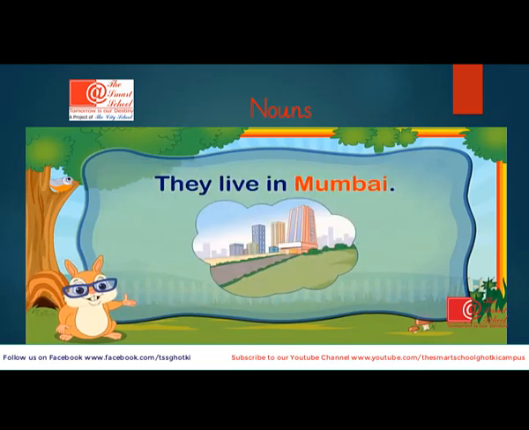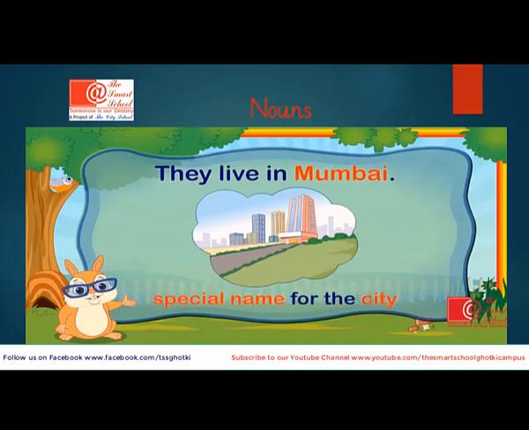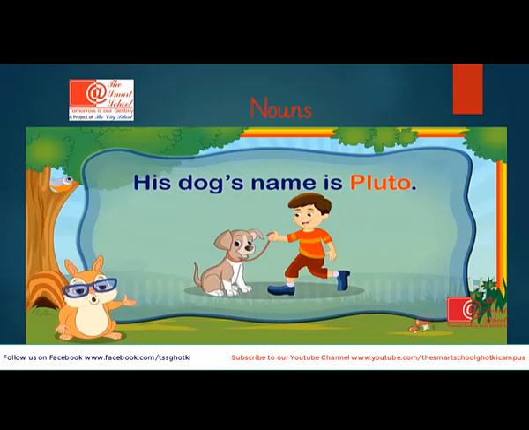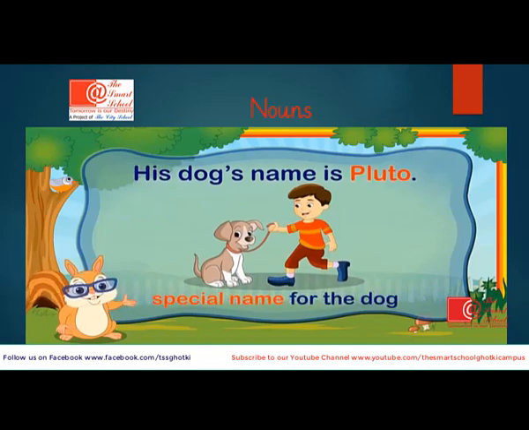They live in Mumbai. In this sentence, we are talking about Mumbai, a city. Mumbai is the special name for the city. His dog's name is Pluto. In this sentence, we are talking about Pluto the dog. Pluto is the special name for the dog.